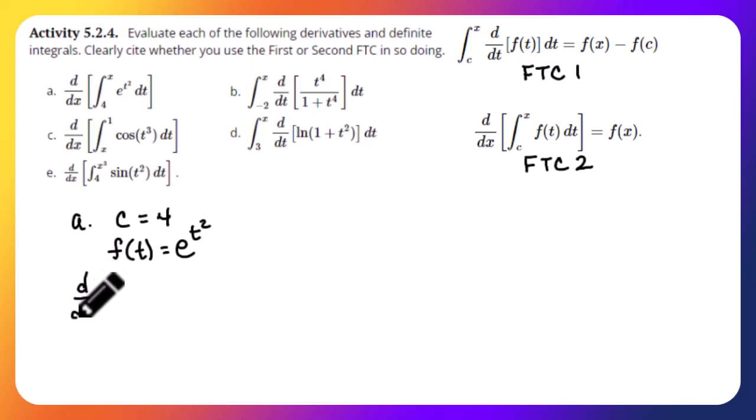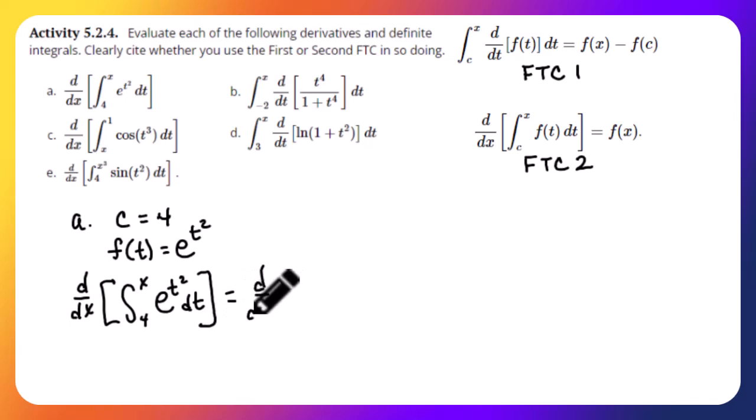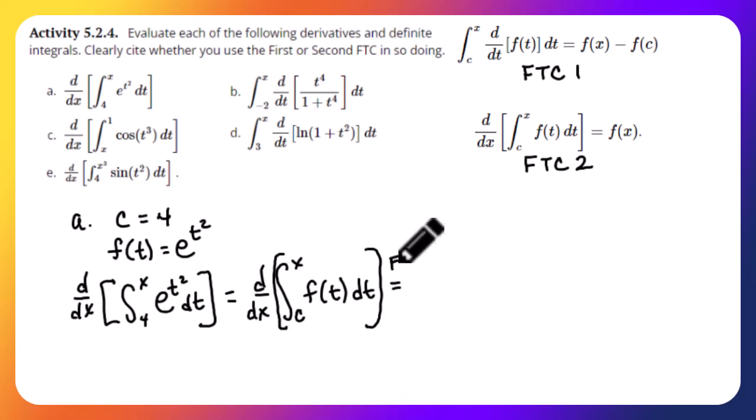So if we write, what is the derivative with respect to x of the integral from 4 to x of e to the t squared dt? Well, that's just the derivative of the integral from c to x of f of t dt. And by the second fundamental theorem of calculus, that's equal to f of x. So in this case, all we have to do is just substitute x for t in our formula, and we get e to the x squared. So the answer to part A is e to the x squared.